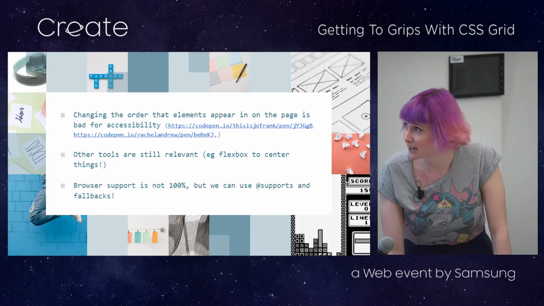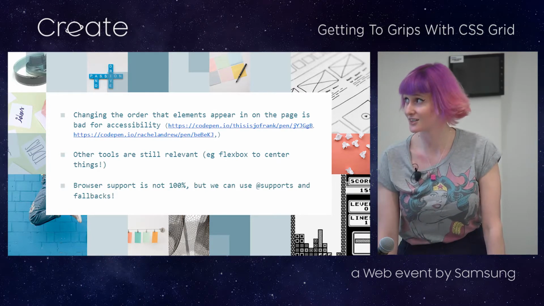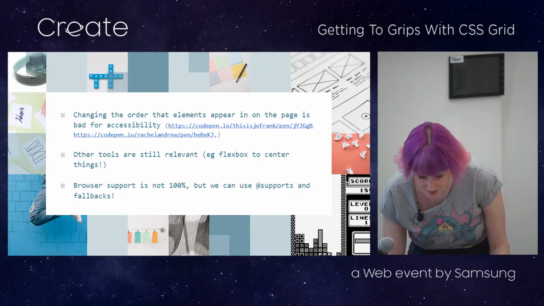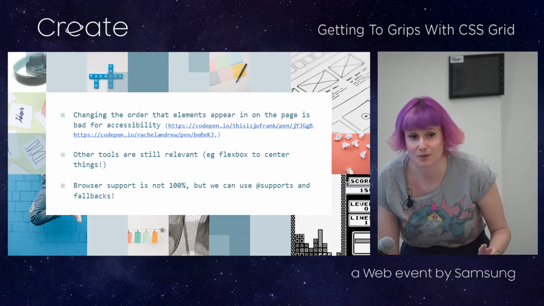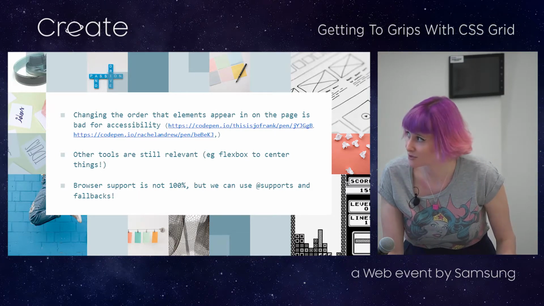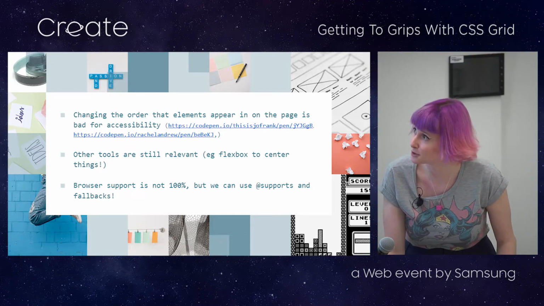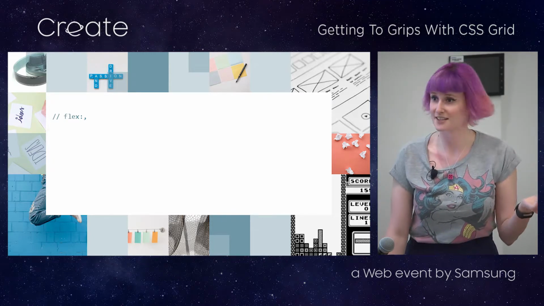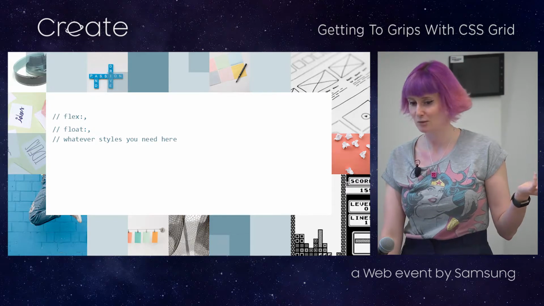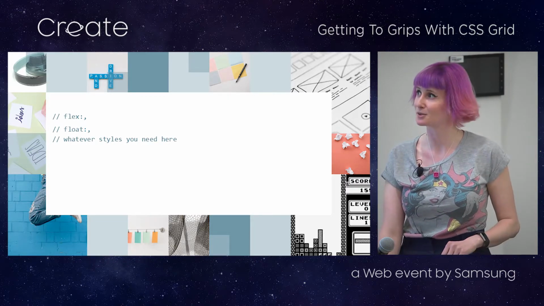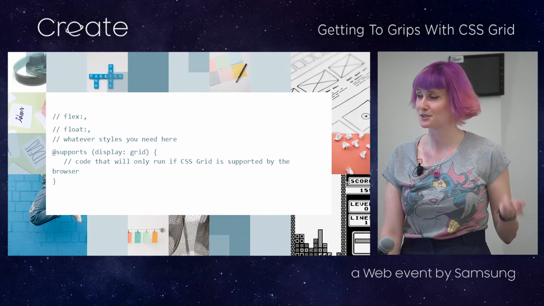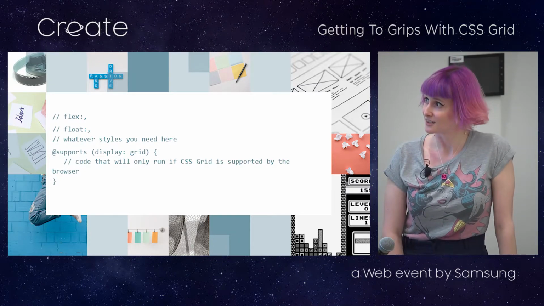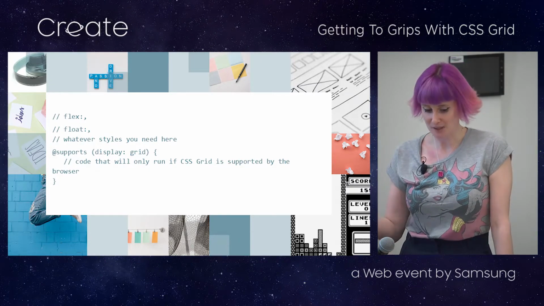The next thing that we should talk about, obviously, is browser support. It's pretty good at the moment. And for the browsers that don't use it, we can use @supports to write our fallback. So if I was going to use @supports, I would use it like this. I would write my flex styling. I would write my float or whatever for the people who don't support Flex. And then I would use my @supports to overwrite all of that for the browsers that support Grid. So I use this @supports display grid, and then I would put all my grid styles in there.